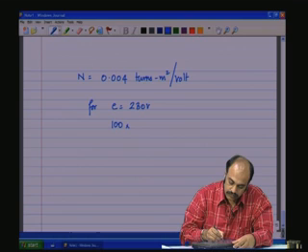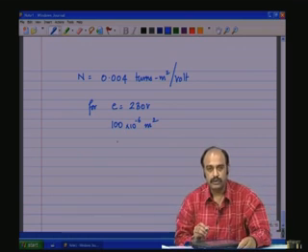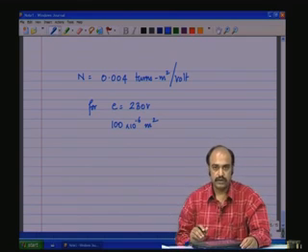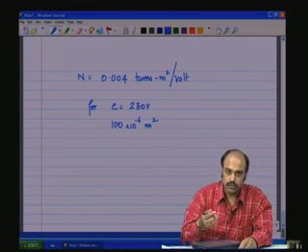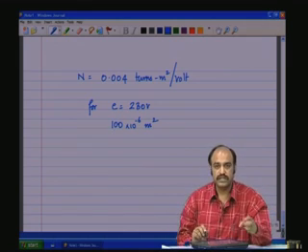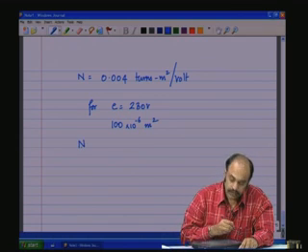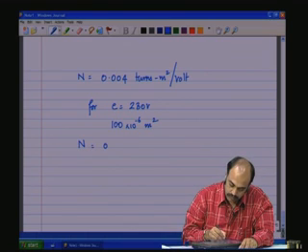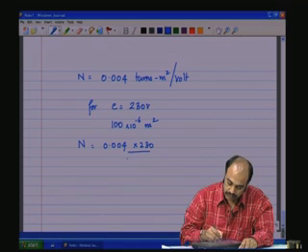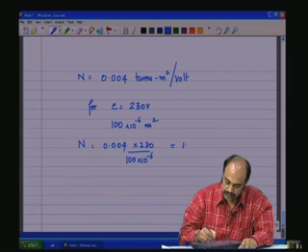is 100 into 10 to the power of minus 6 meter square. This is the order of magnitude of the cores, 100 to 1000 into 10 to the power of minus 6 meter square, which you will see as the core cross section area. Let me take a value of 100 into 10 to the power of minus 6 meter square, easy for calculation, it is a small core. Then what is the number of turns that one would get, which would be 0.004 into 230 divided by 100 into 10 to the power of minus 6. This is approximately 10,000 turns.